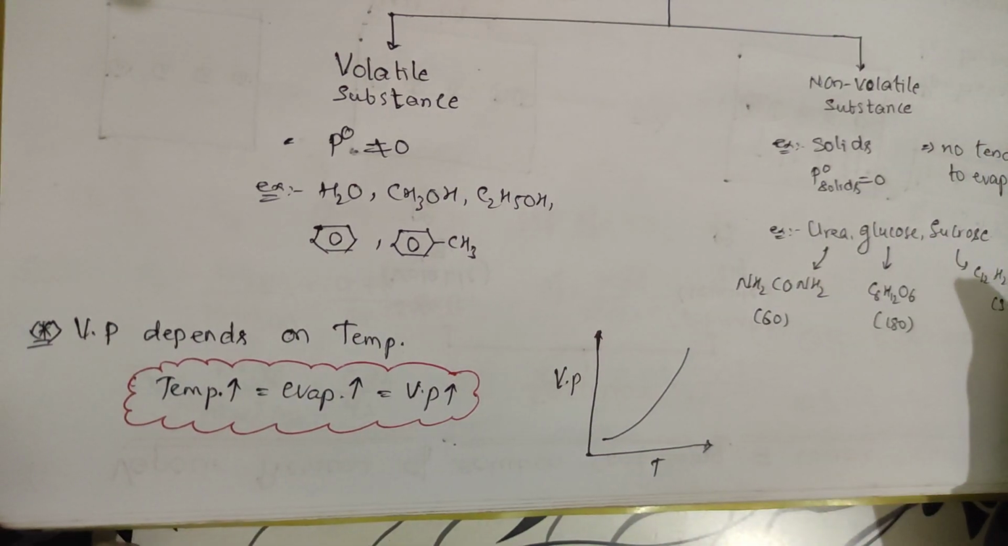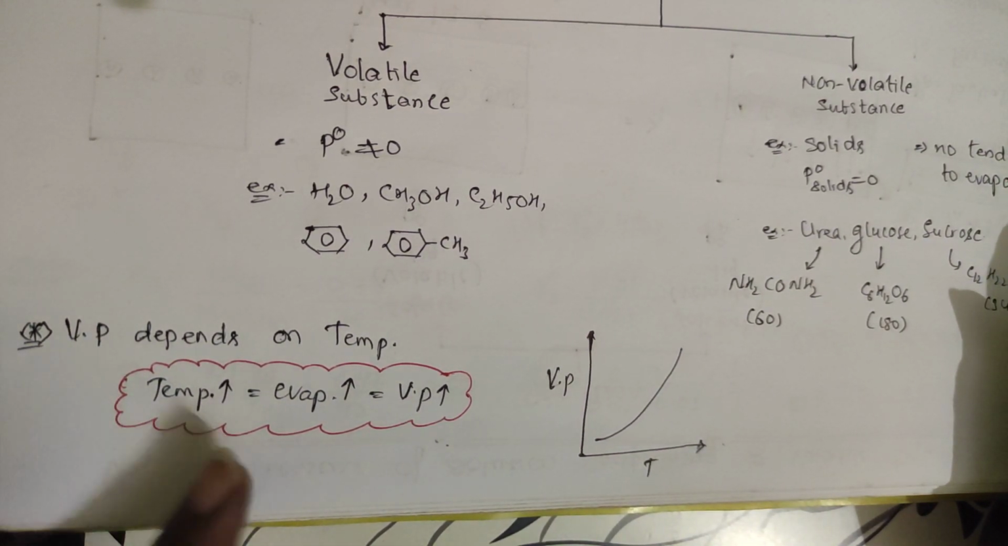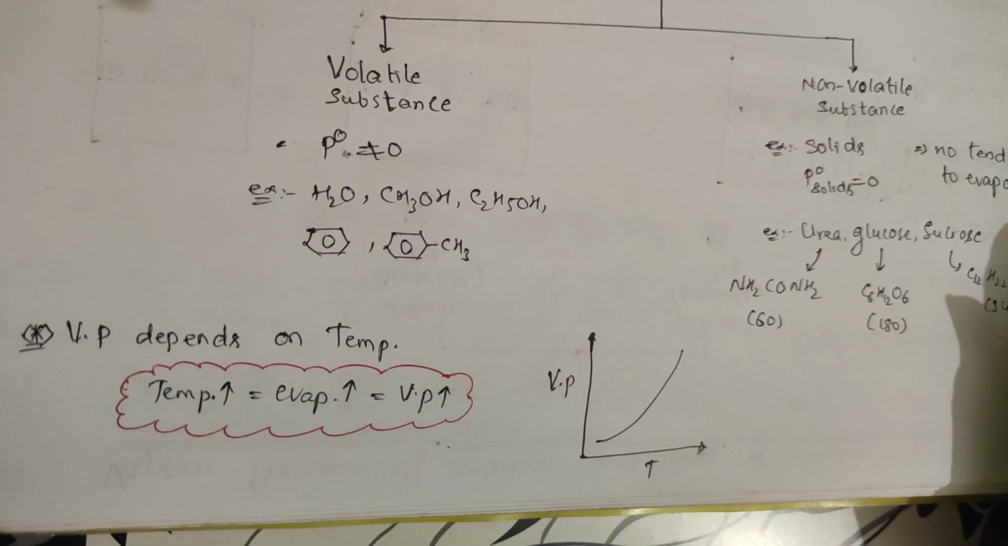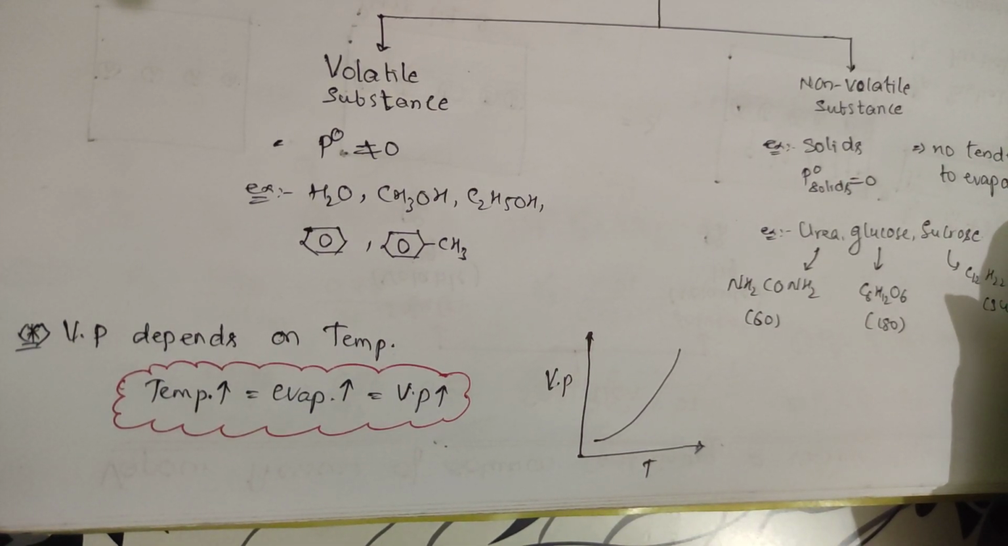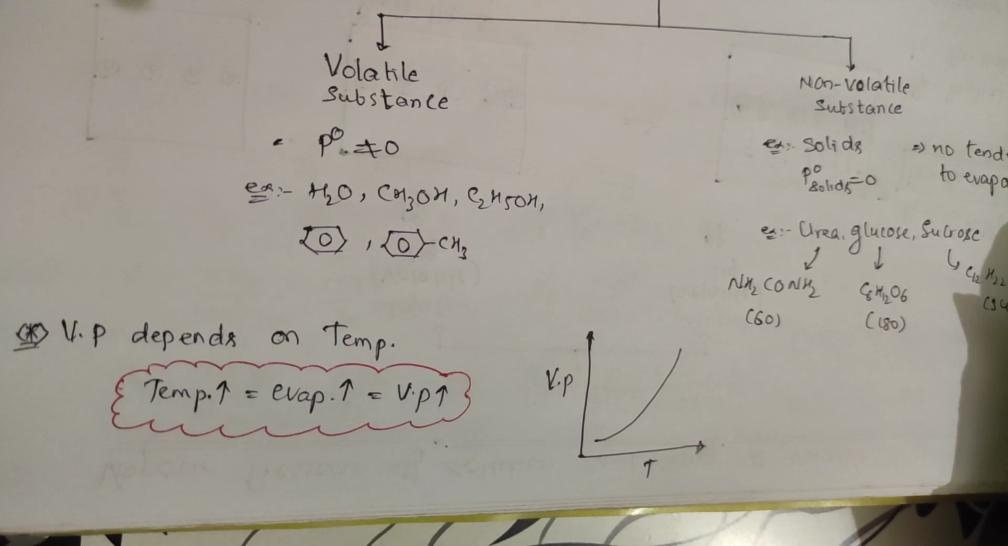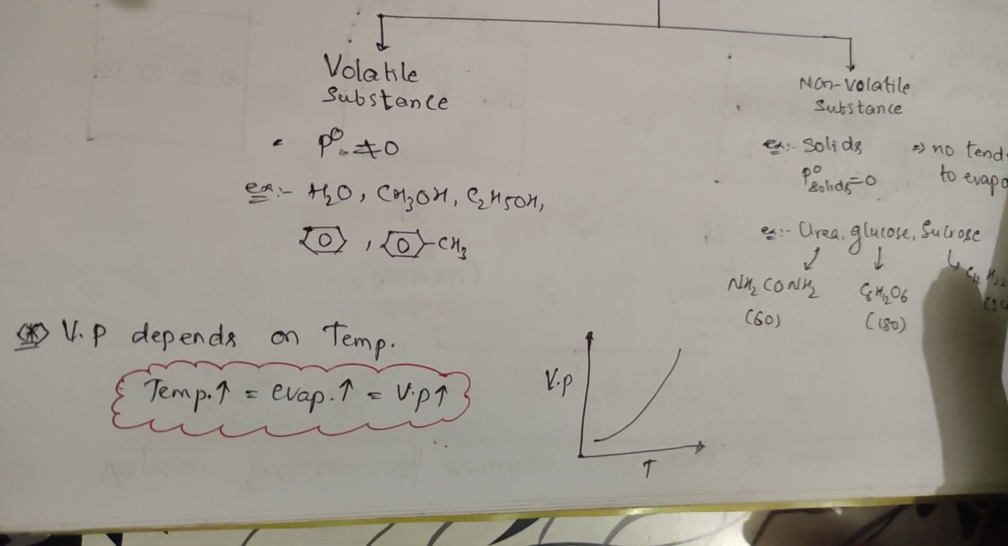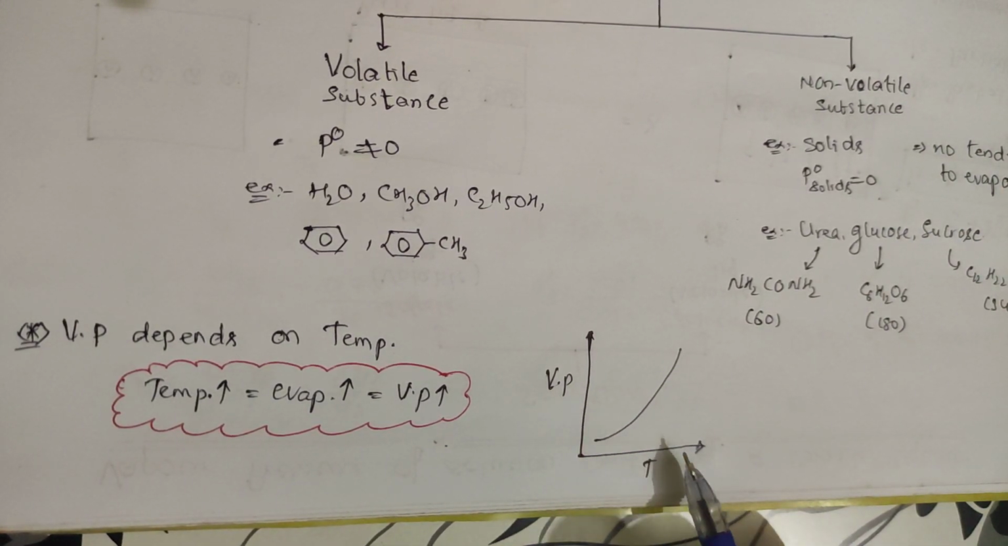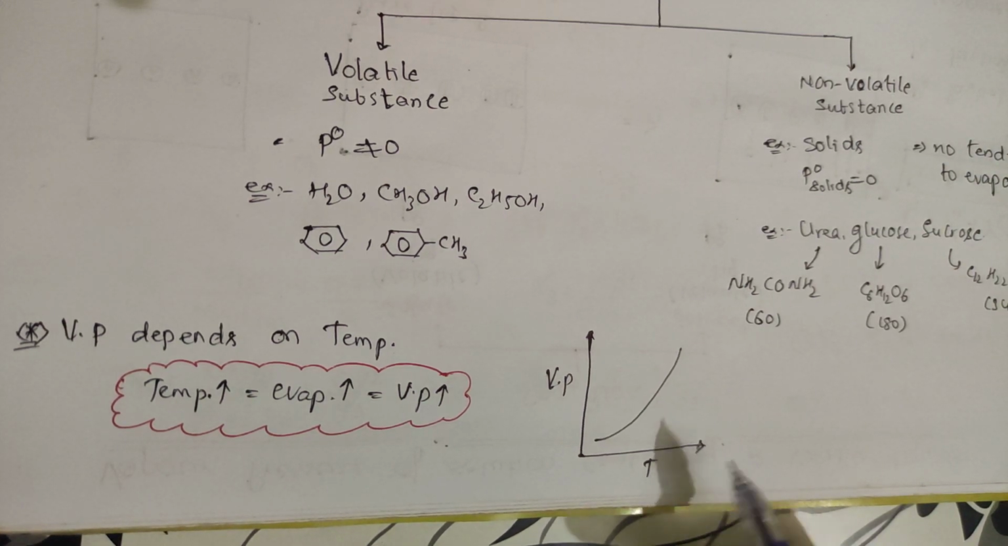See, vapor pressure depends upon what? On temperature. Now we have talked three things. It doesn't depend upon the size or shape of the container. It depends upon the nature of the substance. And vapor pressure, it also depends upon the temperature. If you increase the temperature, what happens? Evaporation increases. If evaporation is increased, what happens? Vapor pressure increases. This is the graph vapor pressure with respect to temperature. Okay, students.